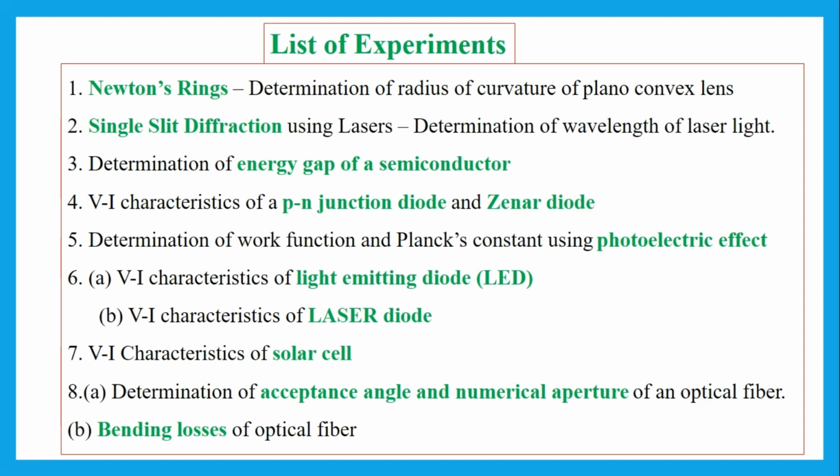Fourth one is V-I characteristics of PN junction diode and Zener diode. Fifth one is about the photoelectric effect. Sixth one is LED and laser diode I-V characteristics. Seventh one is about solar cell I-V characteristics, and the eighth one is about optical fiber, where we have to calculate acceptance angle and numerical aperture along with bending losses. Now we will see one by one the general expected viva questions and their answers.